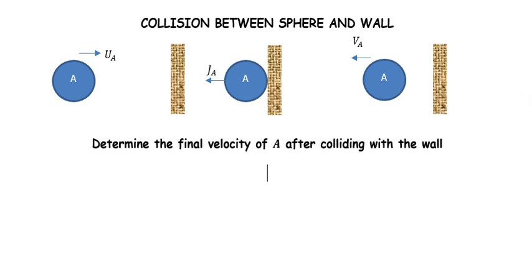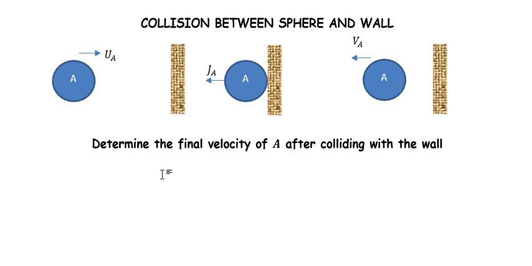Now dear students, you have to take note that when we are dealing with a sphere and a wall, we don't consider the principle of conservation of linear momentum. This is because this wall has a very large mass that we don't need to even think about its value. So in essence, we always consider only the principle of Newton's law of restitution.